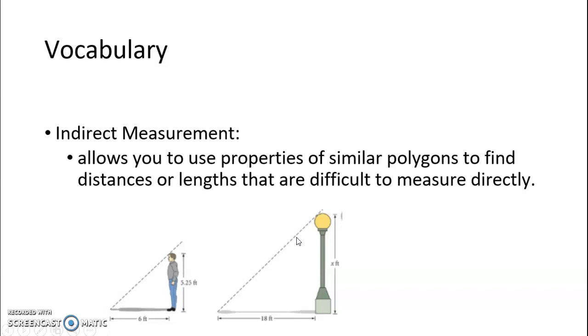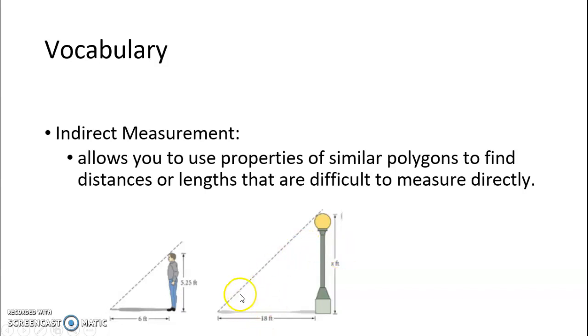So if you look at the example here, we have a person. That person stands 5 1/4 feet tall, and then we also have the shadow, and you're going to see this a lot in the examples today, that it's often the height of something and then the shadow. So the shadow that's cast from the person is 6 foot in length, and then we also know that there is a light pole that casts a shadow that is 18 feet in length, but we don't know the height of the light pole. And so, you can measure it directly, but this lesson is dealing with indirect measurement.